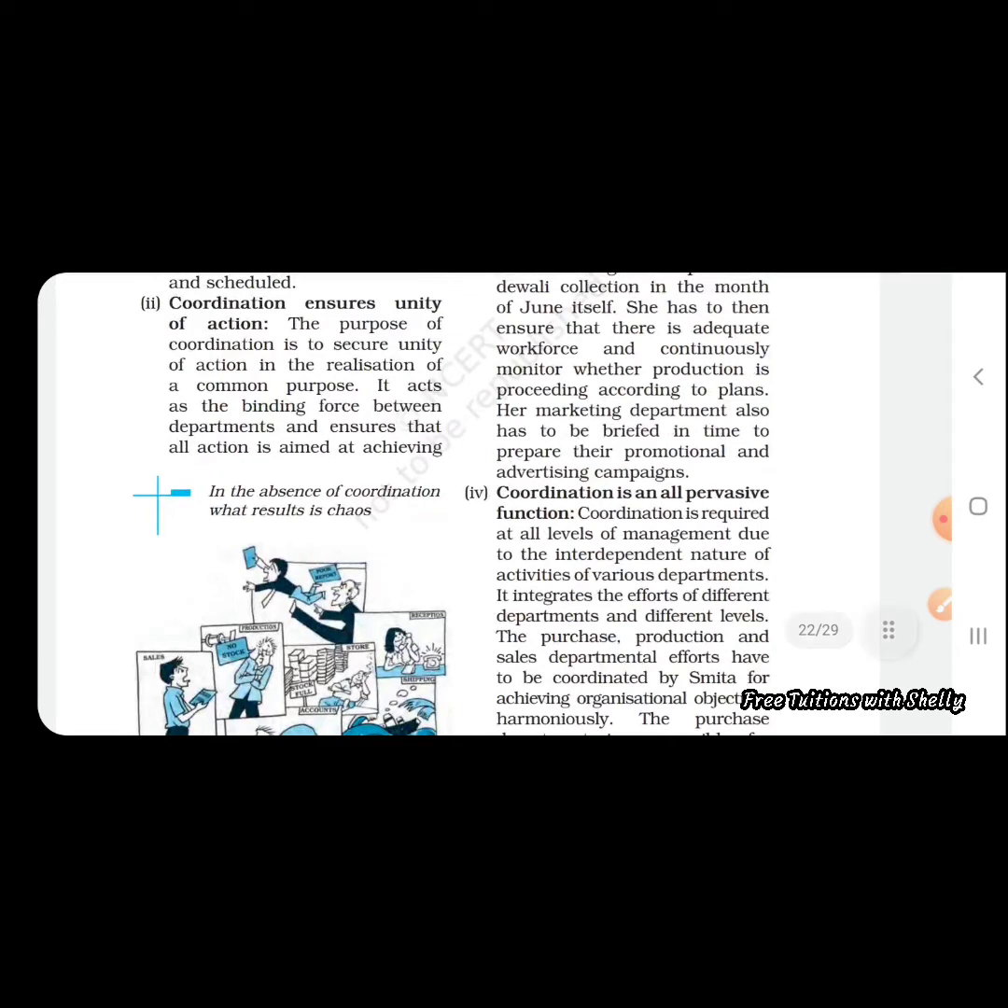Next is coordination is all pervasive function. As we said that management is pervasive, because wherever you go in the world, where business organization exists, management also exists. In the same way, coordination also exists in all organizations.